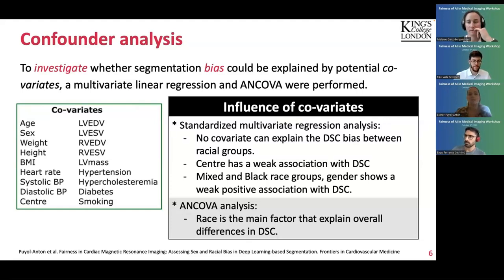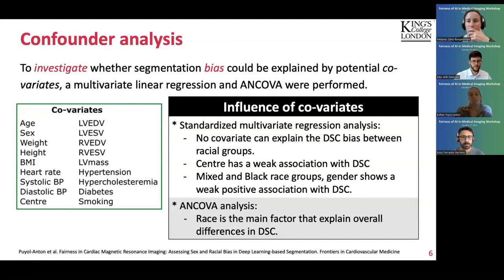So for the standardized multivariate regression, we showed that actually none of these covariates could explain 100% of this difference in dices. However, center has a weak association with dice, and for the mixed and the Black population, gender also has an association with dice. So what it means here is actually there are some changes in the annotation protocol, which may affect this bias, but it cannot be fully explained by that. And also that gender could be one of the small differences that can lead to differences in dices.